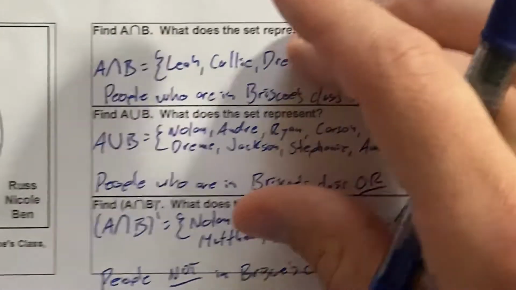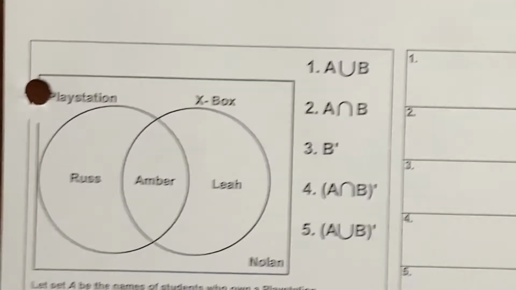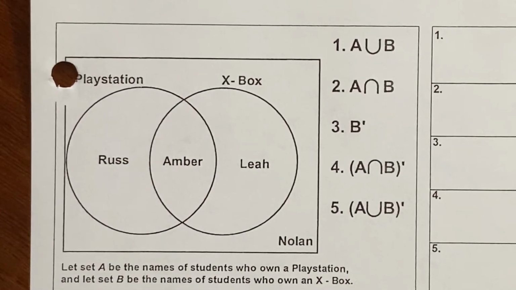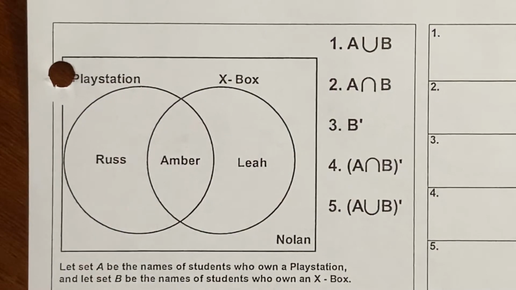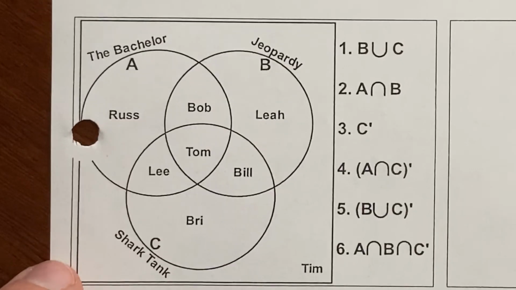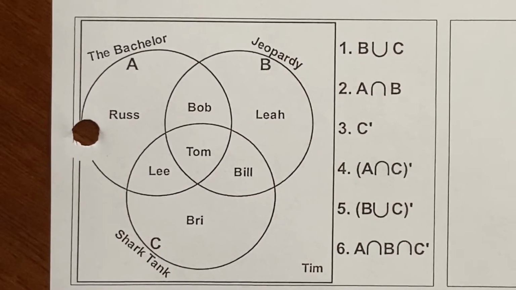We're going to look at another example. I want you to find this sheet that says people who own a PlayStation and an Xbox. We're not going to look at that one just yet. We're going to look at this middle one. Whoa, three of them. All right.